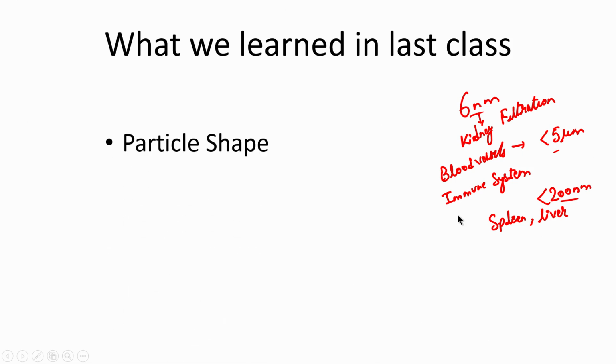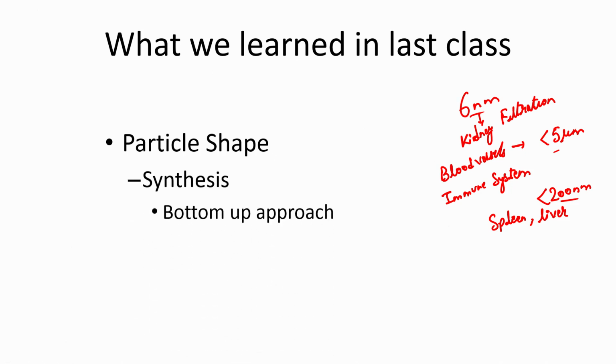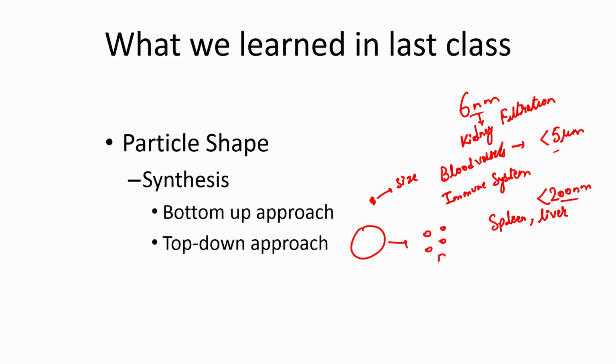Okay, so in the last class we talked about particle shape and the synthesis methods. There were two synthesis methods that we talked about. One was the bottom up approach, where you make particles from single atoms and accumulate them to make a certain size, or you can have a top down approach where you use some sort of imprint lithography, or you have a bigger particle and then you break it down into smaller particles of different shape maybe. Then we talked about some of the uses of them. We found that uptake is dependent on the shape.